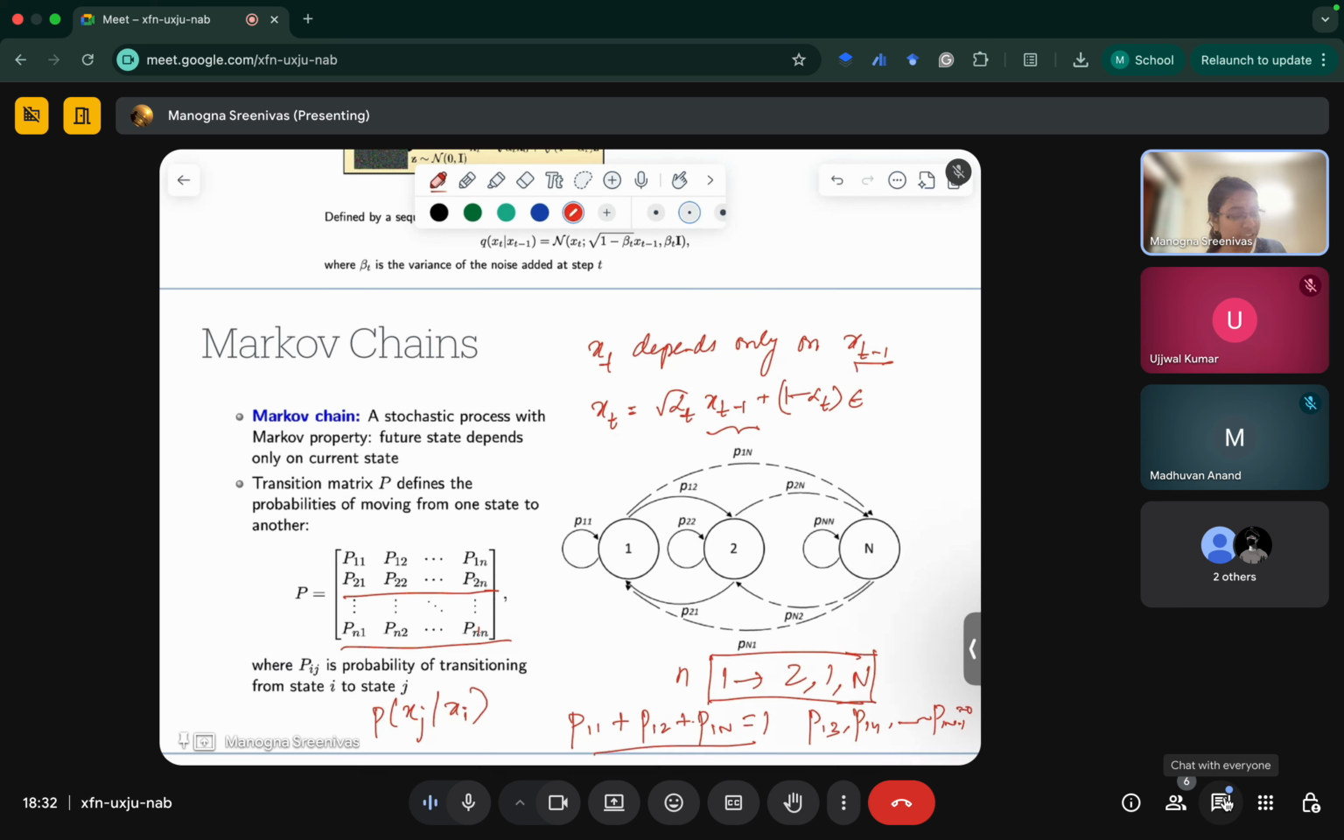So what this says is all of this sums to 1. So the row sum of a transition matrix is 1 for all i. This is a property of a transition matrix of a Markov chain.